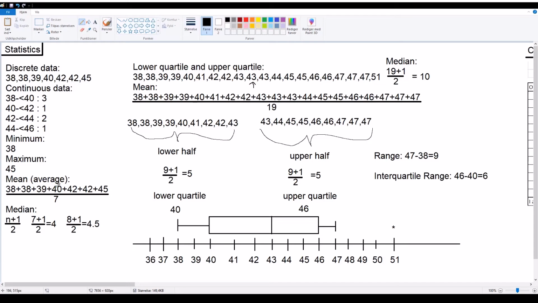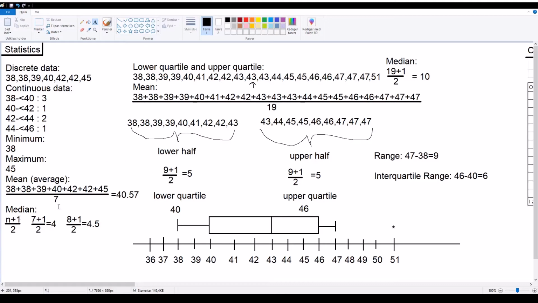And then you also have the mean, which is essentially the statistical word for the average, which you find by taking the sum of all the data and dividing it by the number of data points. So here you would take the sum of 38, 39, 40, 42, 42, 45 and divide it by 7, because there are 7 data points, which is then equal to 40.57. So the mean of this data set will be 40.57.